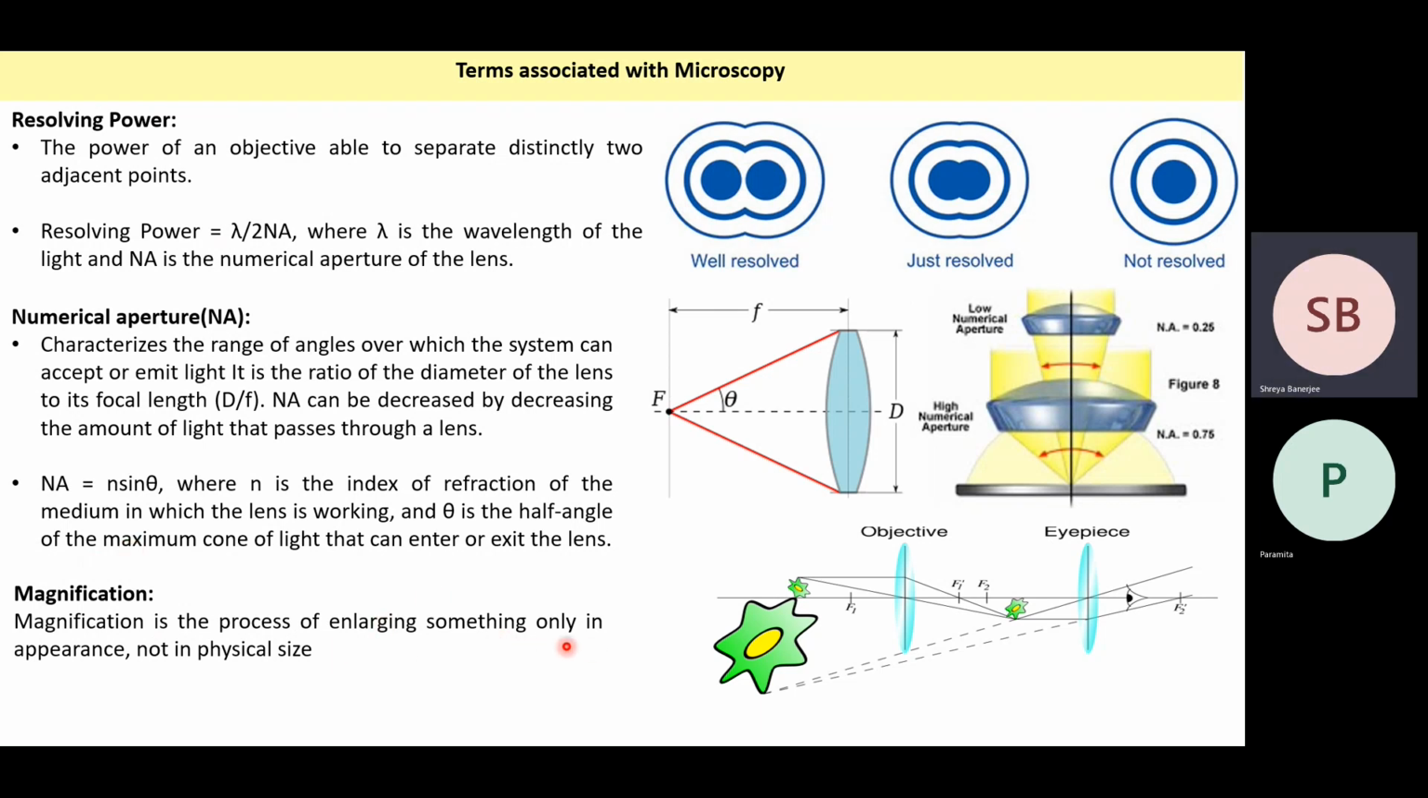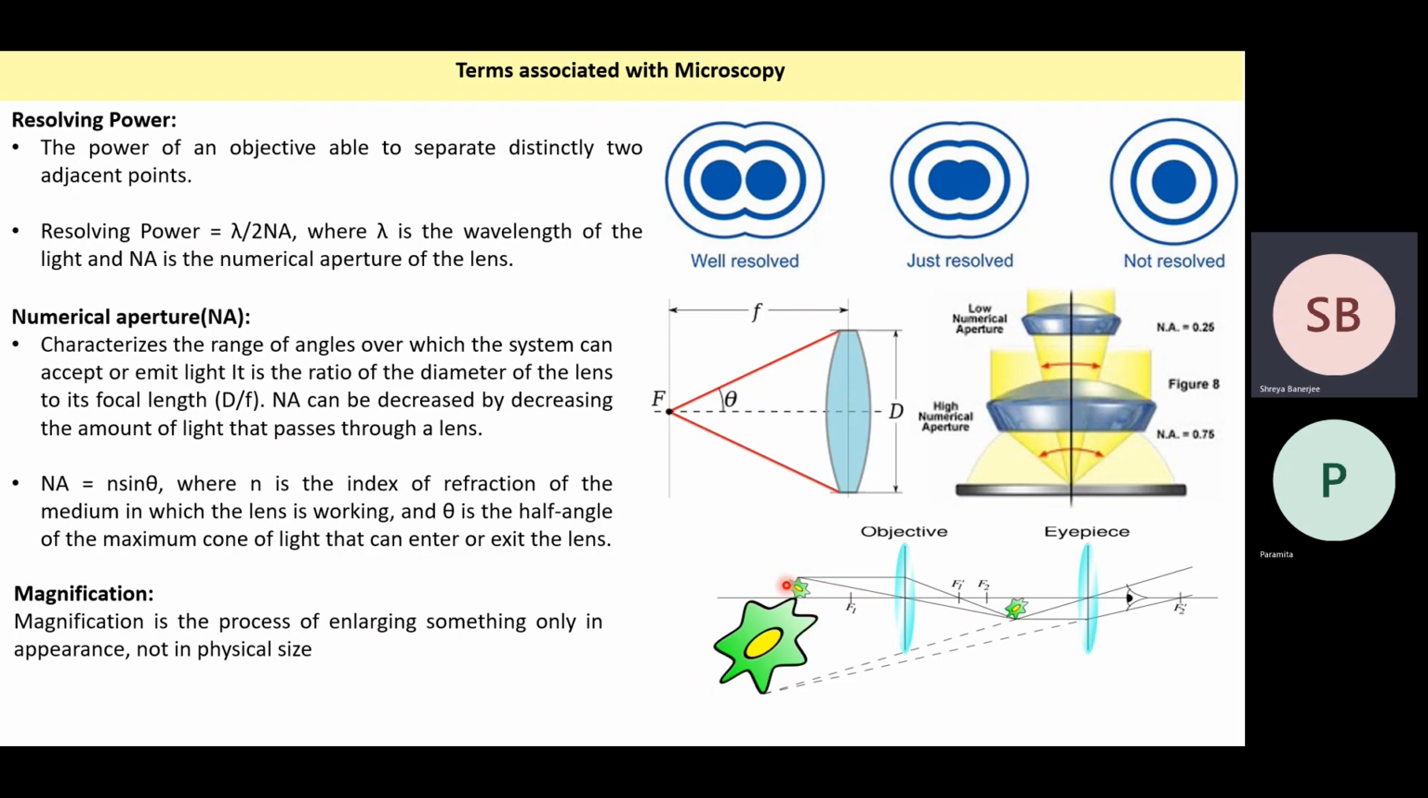Magnification is the process of enlarging something only in appearance and not in physical size. So if you remember the principle of the compound microscope that we studied, this is the actual object. It is initially slightly magnified using the objective lens to get a real image, and then it is hugely magnified by the eyepiece lens to get a huge virtual image. So the initial object has been magnified in appearance, but not in physical size.